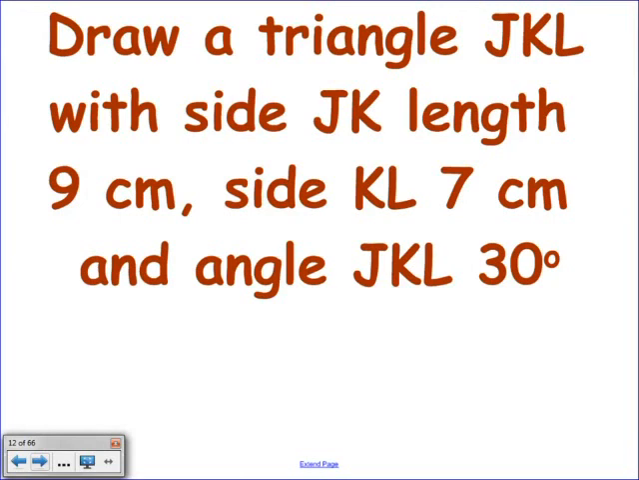Is it 9 centimetres JK? JK is 9 centimetres, but which end of the line is J and which end is K? What tells you? Where's the angle of 30 degrees? Which letter has got an angle of 30 degrees, did we say? K, it's the middle one. So the angle has to be at K. So when you've drawn your 30 degrees, that has to be the K end. Does that make sense? Happy with that? You've got JK.